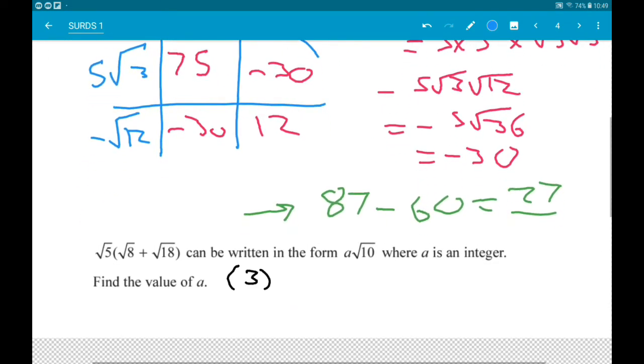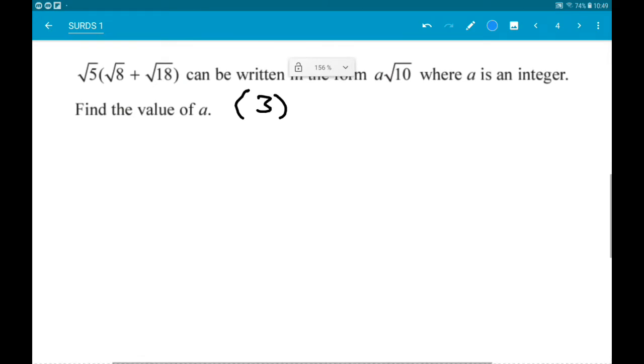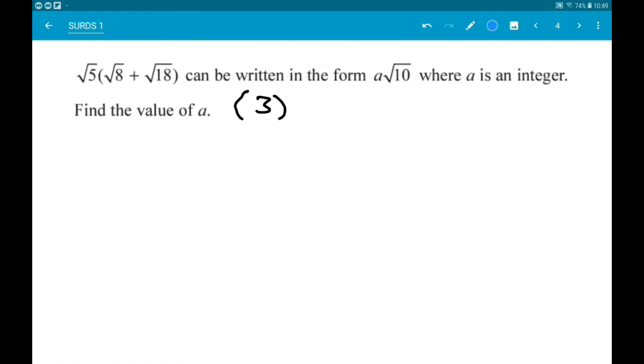Okay, then next we are told that root 5 times root 8 add root 18 can be written in the form a root 10, where a is an integer. Find the value of a. Okay, before we expand, let's simplify root 8 and root 18. So root 8 is root 4 root 2, which is 2 root 2.